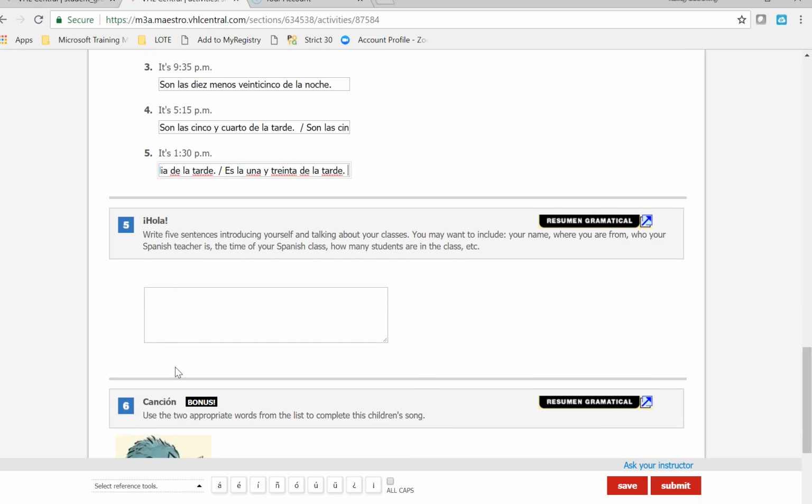This next section here, la parte 5 dice, write 5 sentences including introducing yourself and talking about your classes. You may want to include your name, where you're from, who your Spanish teacher is, the time of your Spanish class, and how many students are in the class. So I'm going to fill this in with my information. You can substitute in your own information.